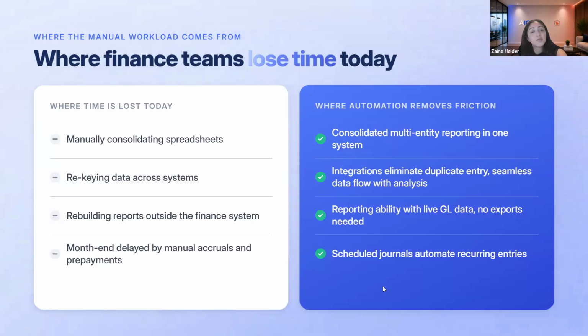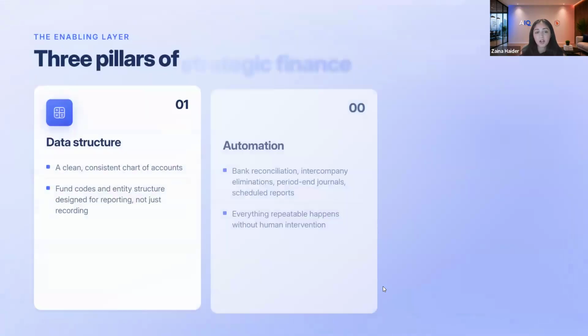The right side of that slide is what changes when you close those gaps structurally, not by hiring more people or by working even more hours, but by building a system so the repeatable stuff can just happen. So your multi-entity reporting can be in one place, with integrations that stop duplicate entry at source, live GL data that you can report on without exporting and manipulating it first, and scheduled journals that run without a human triggering them every single month. It's not, in my opinion, a vision or an ambition. It's already what well-configured systems can do.